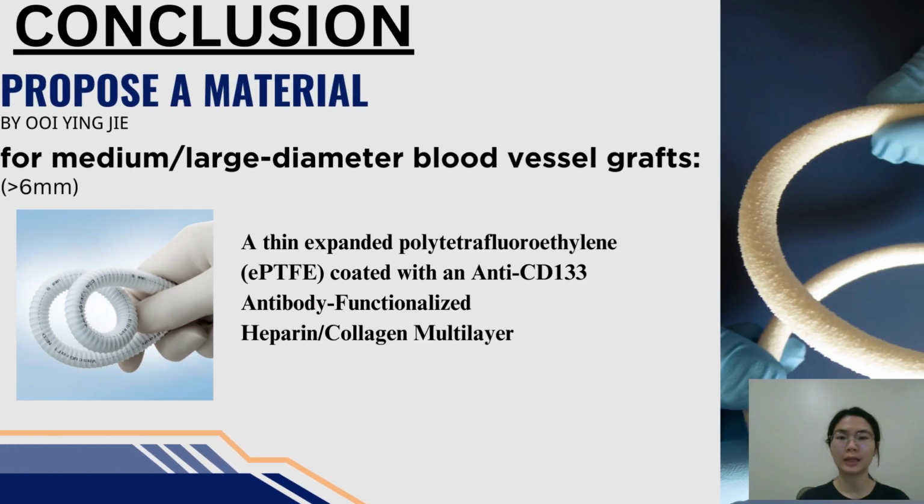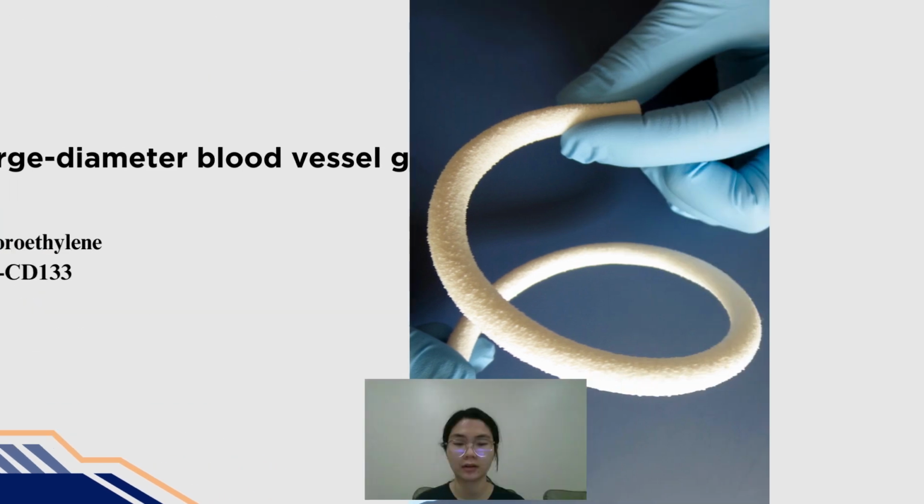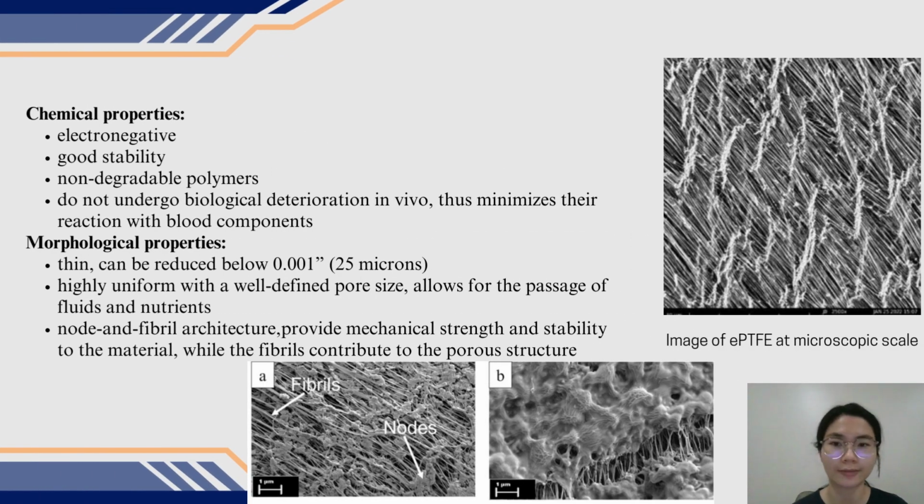In conclusion, I would like to propose a material. It is a thin expanded polytetrafluoroethylene coated with anti-CD133 antibody functionalized heparin or collagen multilayer. It is suitable for medium or large diameter blood vessel grafts such as 6 mm and above. This material has the chemical properties of being electronegative, having good stability, being a non-degradable polymer, and not undergoing biological deterioration in vivo, and thus minimizes its reaction with blood components.